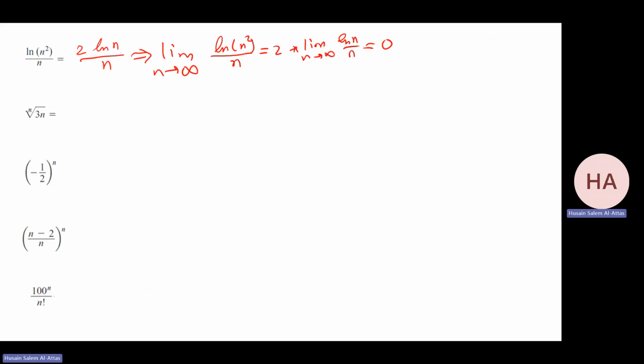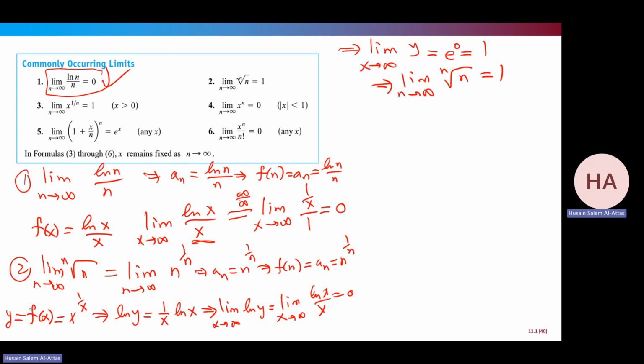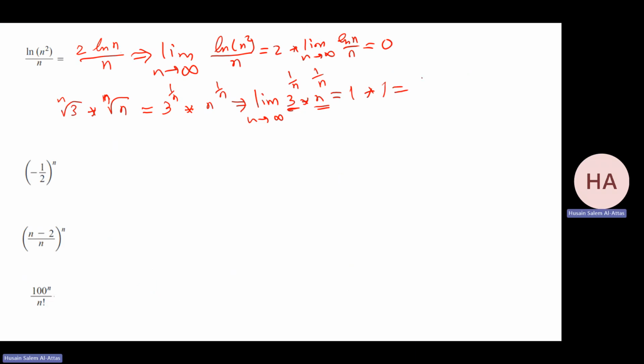So that means the limit as n goes to infinity of the nth root of n is equal to 1. If I have the problem of the nth root of 3n, I can write it as the nth root of 3 times the nth root of n. So I have 3 to the power 1 over n times n to the power 1 over n. What will be the limit as n goes to infinity of this? 1 over infinity is 0, and 3 to the power 0 is 1. And from the previous result, I know the other factor is 1. So the answer is 1.